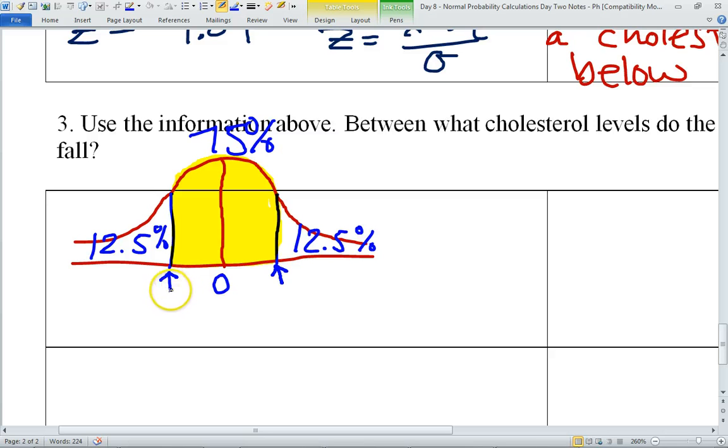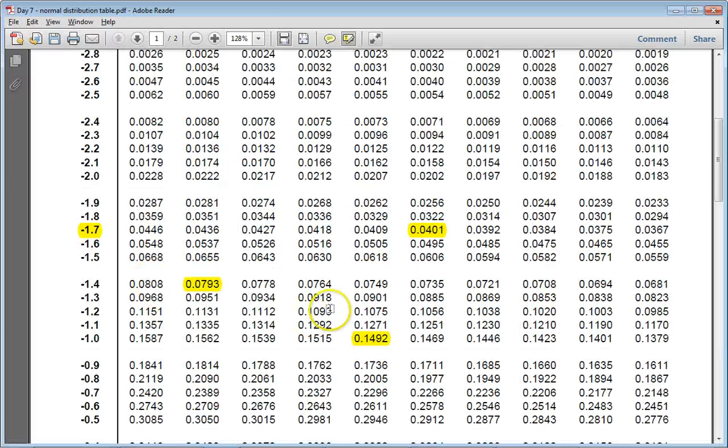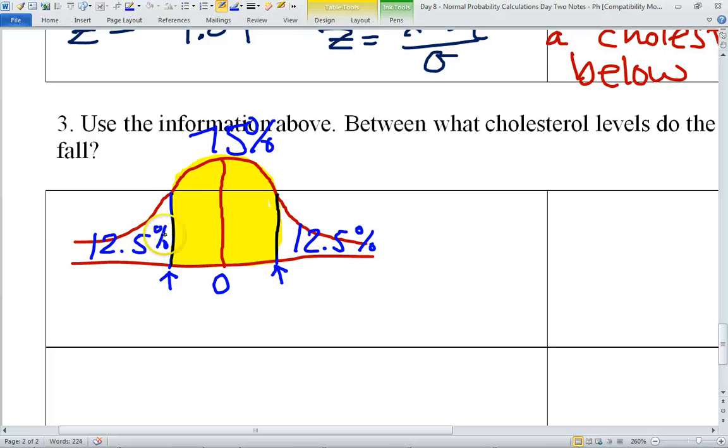Now let's start with this one. This one is the easiest. What is the percent of the picture to the left? Now I always need the left because that's what's on my chart. When I get to these numbers, these are always numbers to the left. So I need to start off with percentages to the left. So what percent is to the left of this arrow? Well, to the left is 12.5%.